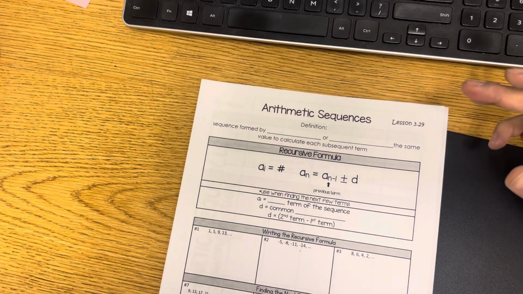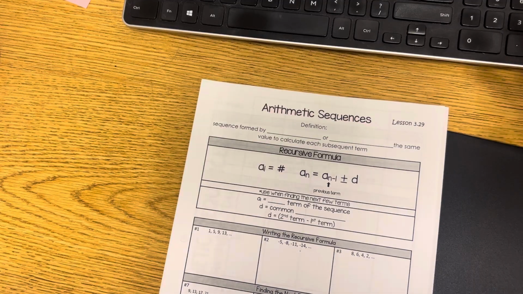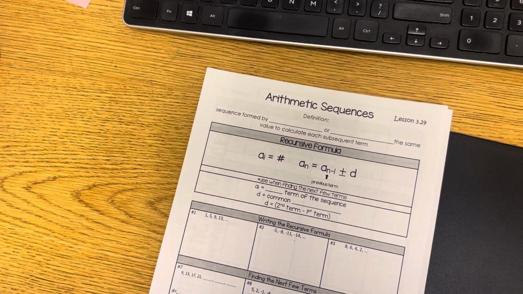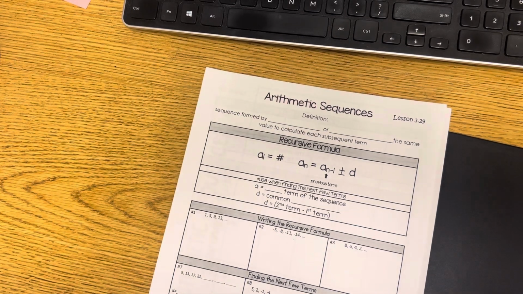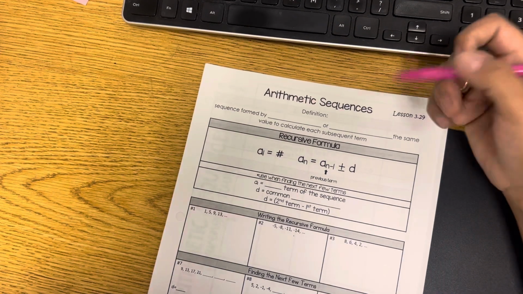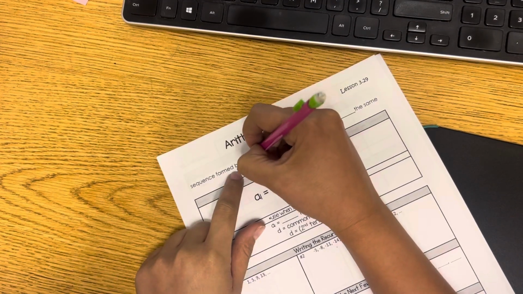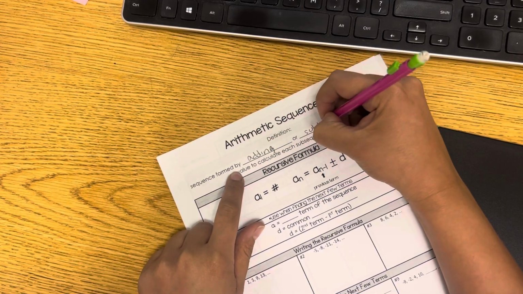All right, 3.29. So this is why this chapter is so random. This is another lesson that has nothing to do with what we've done in chapter 3, part 2, called arithmetic sequences. All right, an arithmetic sequence is a sequence of numbers, which means a list of numbers that is formed by either adding or subtracting.